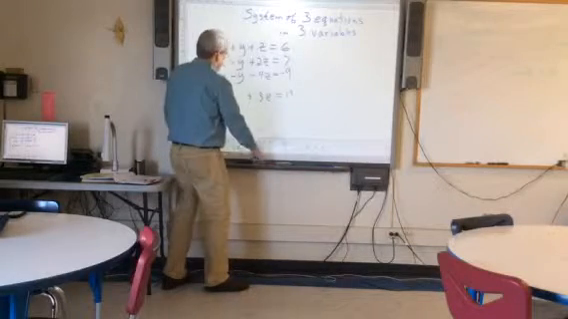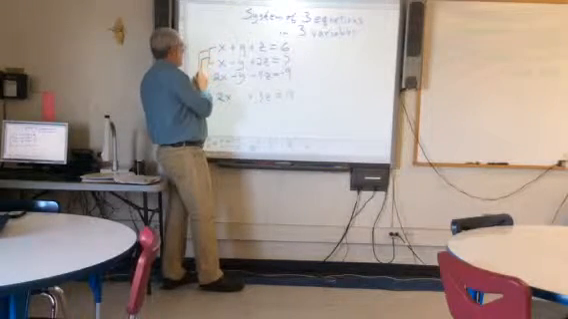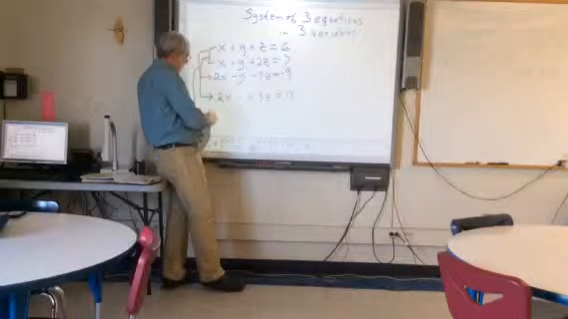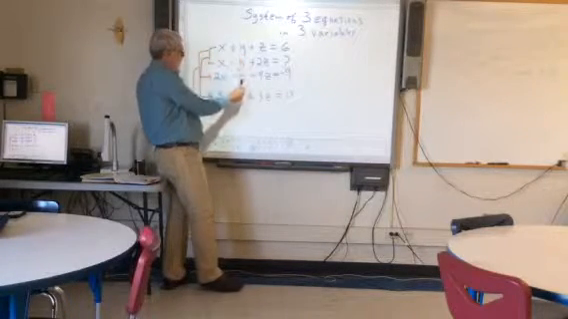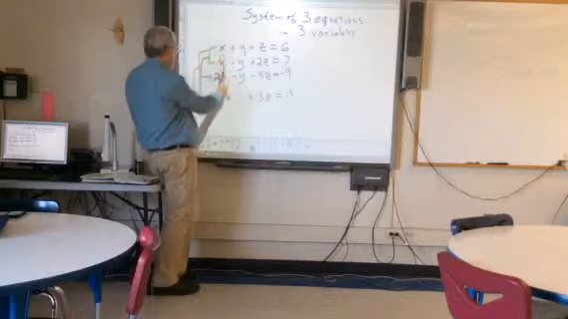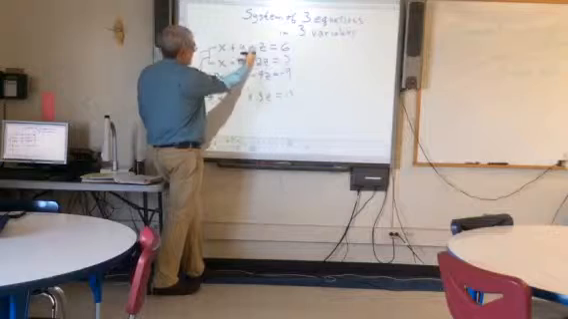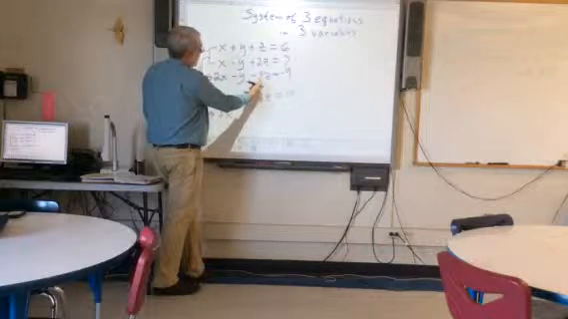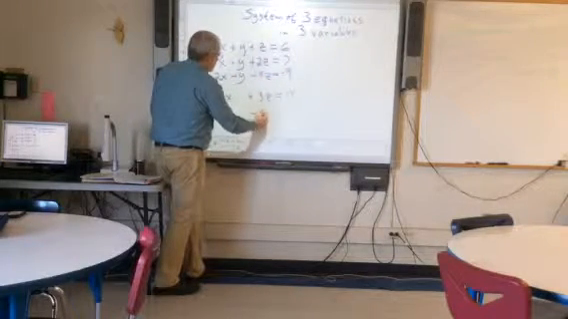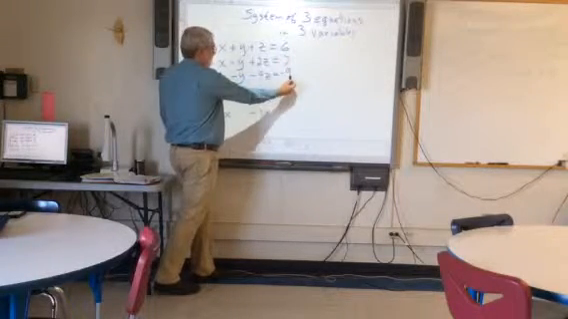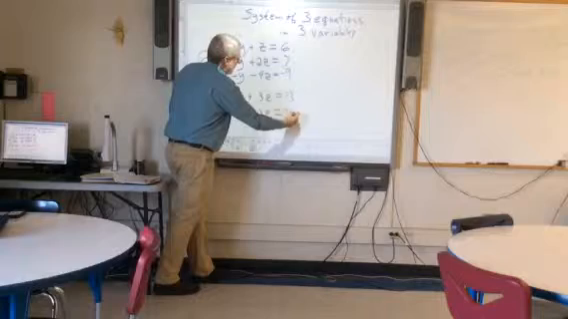The second one I'm going to do is equation 1 and 3. When I add those 2 together, again, the y is going to be eliminated, but I'm going to end up with x plus 2x, which is 3x, and z minus 4z is minus 3z. And 6 plus -9 is -3.